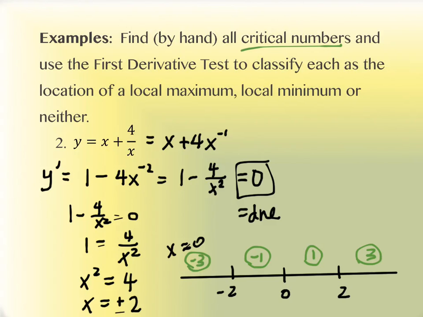Okay. So if we have 3 critical numbers, which we do, how many test points are we going to have? 4. We're always going to have one more than the number of critical values we have. However many critical values or critical numbers we have, we're going to have one more test point than that because we have to do the intervals around them.